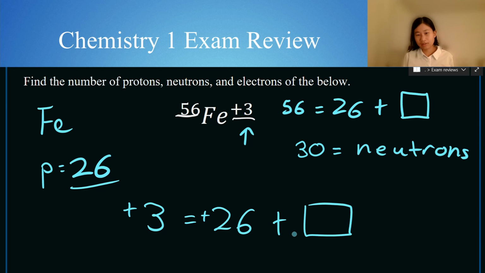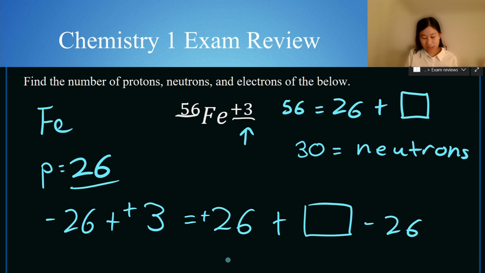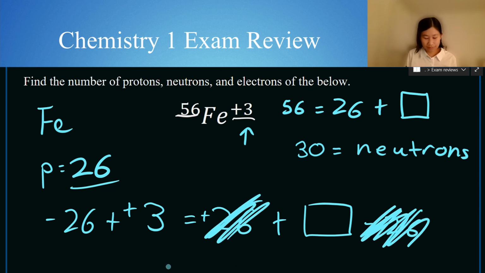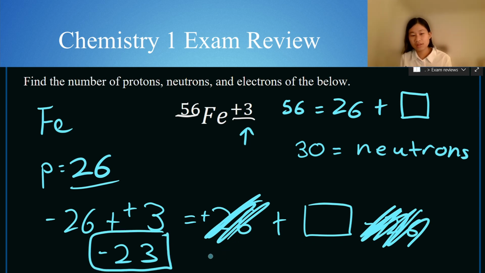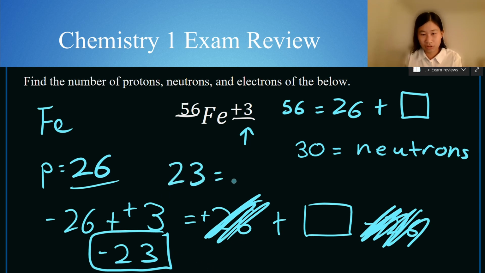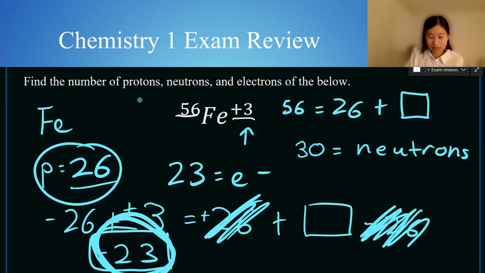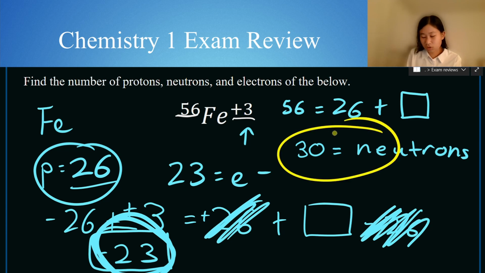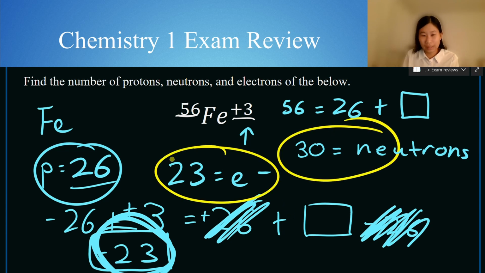Okay, so we'll do, again, some subtraction and say we're going to subtract 26 from both sides. And this should give us our number of electrons. If you do this math, you should get negative 23, which means we need 23 of the negative ones to make this equation true. So basically, 23 electrons are needed. And to summarize, we have 26 protons, 30 neutrons, and 23 electrons.